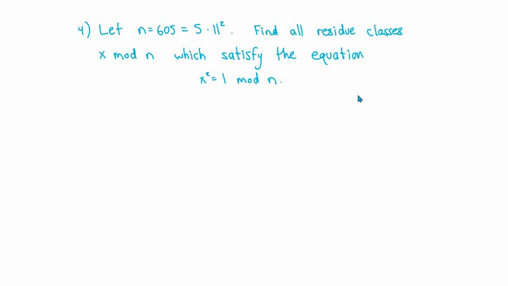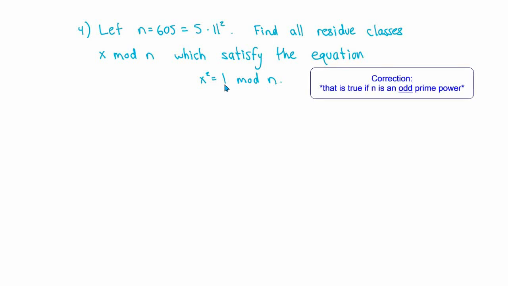So in this example, let's take n to be 605, and let's try to find all integers x modulo n which satisfy the equation x squared equals 1 modulo n. Now you might think that if x squared is 1 mod n, then x has to be plus or minus 1 mod n. And while that is true if n is a prime power, it's not true in general if n is a composite number. And so you have to be a little careful here.